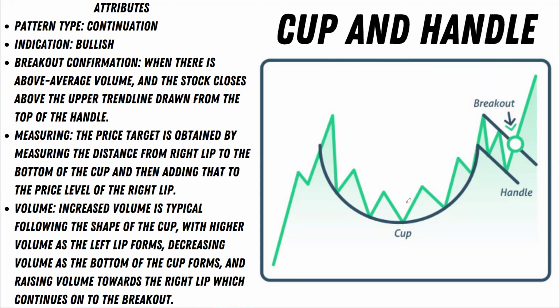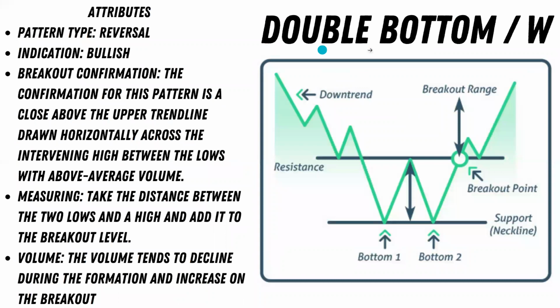Now, increased volume is typical following the shape of the cup, with higher volume as the left lip forms, decreasing volume as the bottom of the cup forms, and raising volume towards the right lip, which continues on to the breakout. So what that means is you get high volume here, you get low volume here, then you see an increase in volume as the handle forms, and then you start to see volume expand some more and continue on the breakout.